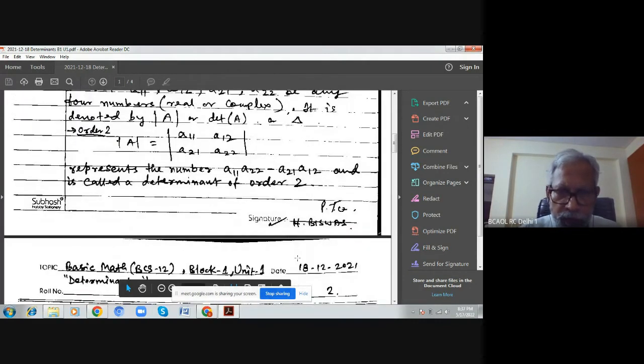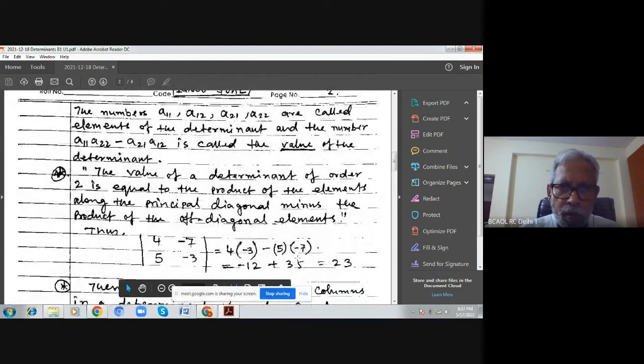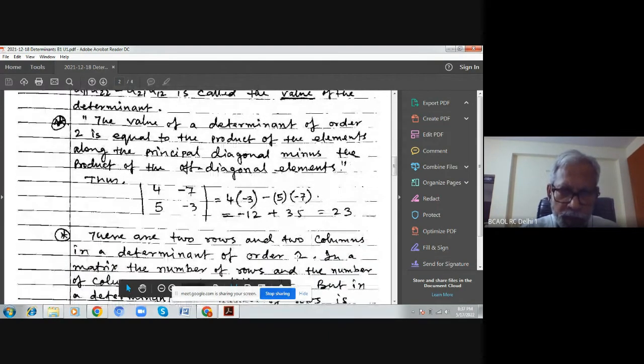Now coming to this one of the example, the determinant simply you multiply 4 into minus 3 minus 5 into minus 6. That's all. And what is the value coming? That is 23. So in case of 2 into 2, order 2 matrix, that case you can determine it this way.